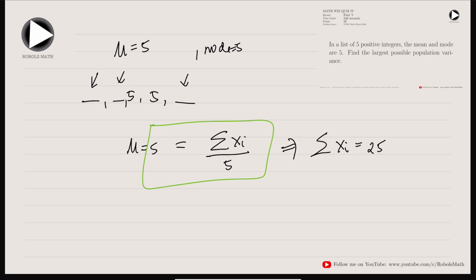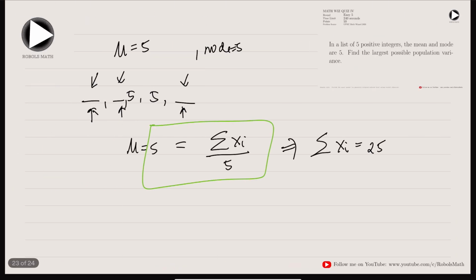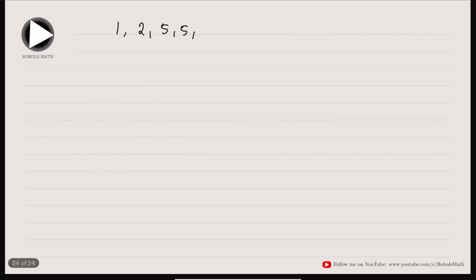Now to maximize the variance, we just find 3 elements that are as scattered as possible and then find the corresponding variance. So for example, let's say the first element is 1 and then 2, 5, 5. Since the sum is 25, the fifth element must be 25 minus 1 minus 2 minus 5 minus 5, which is equal to 12.